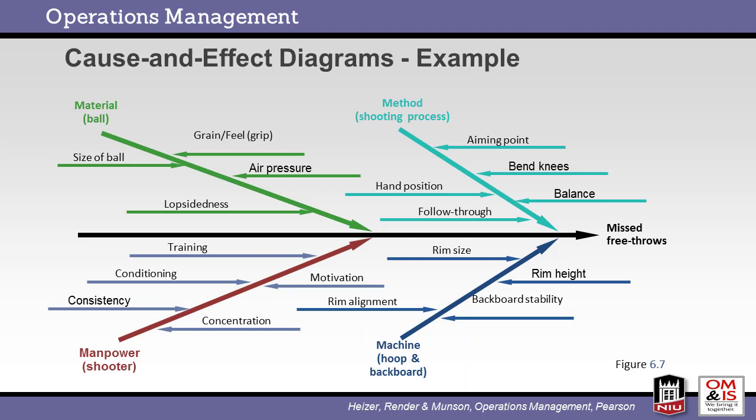Here's an example of a completed cause and effect diagram identifying the causes of missed free throws in basketball. Notice that multiple potential causes have been identified for each major category. Each has been tailored to this example.